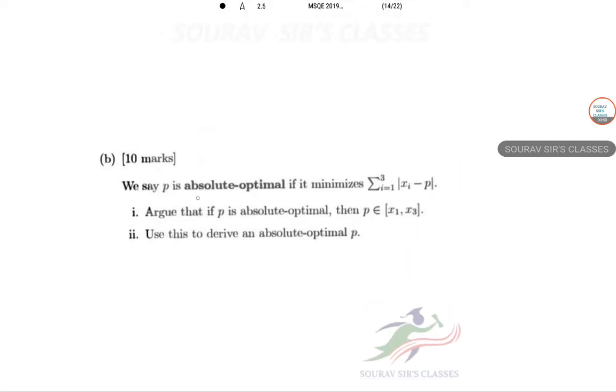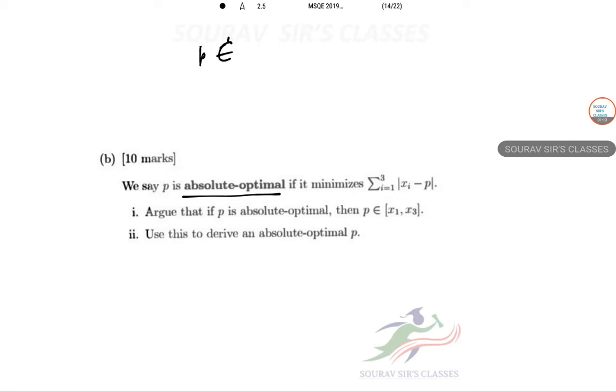We say that p is absolute optimal if it minimizes the summation of |xi - p|. So I argue that if p is absolute optimal, then p lies between x1 and x3, and use this to derive the absolute optimal of p. So two parts.